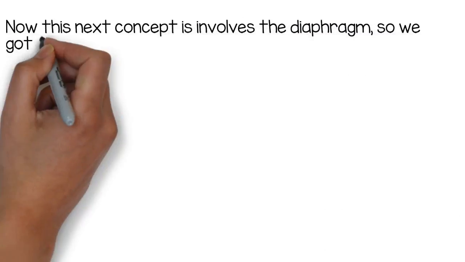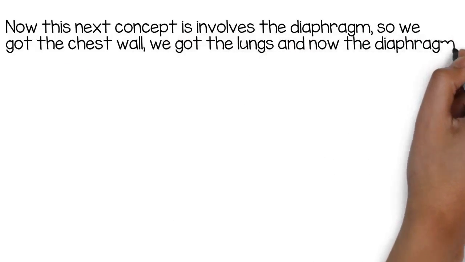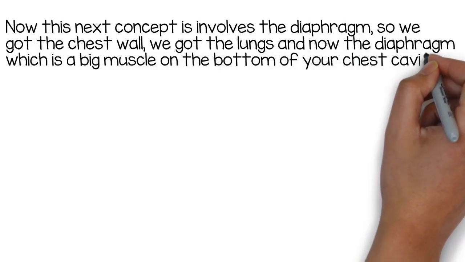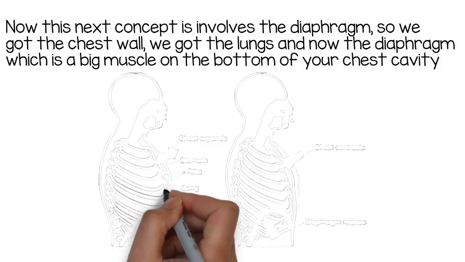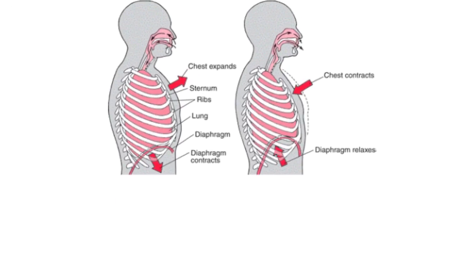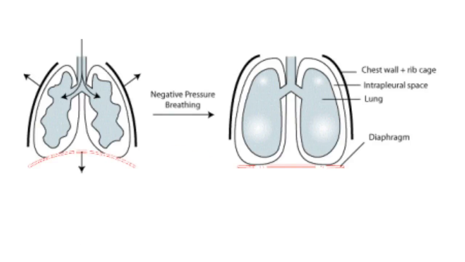Now, this next concept involves the diaphragm. So we got the chest wall, we got the lungs, and now the diaphragm, which is a big muscle on the bottom of your chest wall cavity between your thorax and your abdomen. With inspiration, what happens is that the diaphragm contracts and pushes down. Well, what does that do to the intrapleural volume? It increases, right? Since there's more space. This is the important part. What happens to the pressure inside the thorax? It decreases. Remember the relationship between volume and pressure. As volume goes up, pressure goes down. So with inspiration, the intrapleural pressure becomes more negative.